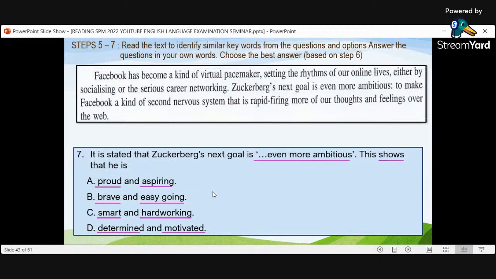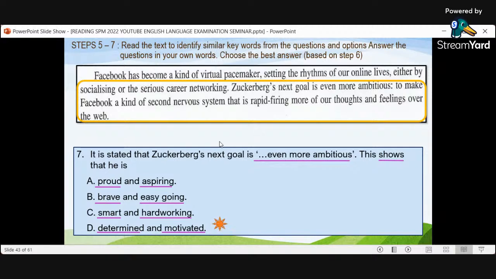All right. And when you talk about the next goal is even more ambitious. If someone is even more ambitious, what does it show? It's more to make Facebook a kind of second nervous system that is rapid firing more of our thoughts and feelings over the web. So if someone has that kind of ambition or the next goal in his life, he's not proud or aspiring. He's not brave. He doesn't show brave and easygoing. Whether he's smart or hardworking, or is it determined and motivated.